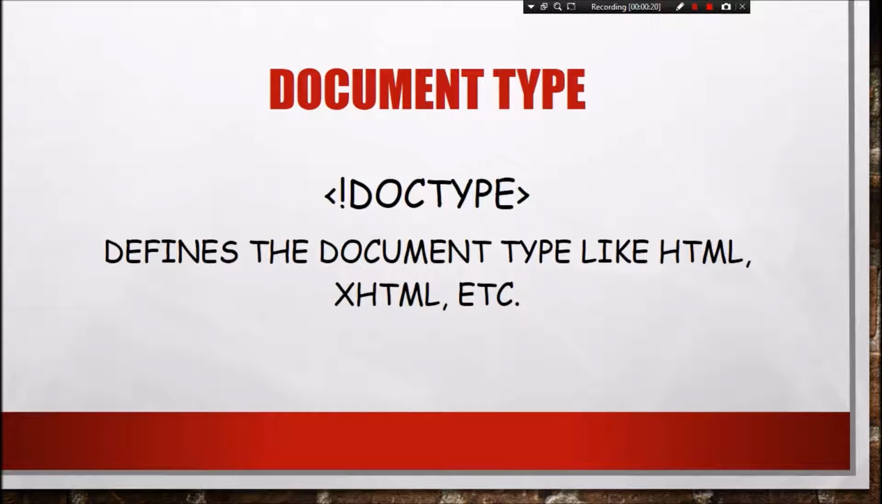So let's first learn about what is a document type. It's usually written between two tags, and you write an exclamation mark, doctype, and then you specify which document you are making, like is it HTML or XHTML or whatever you're making. In this series we're learning about HTML, so we are going to just write doctype space HTML.